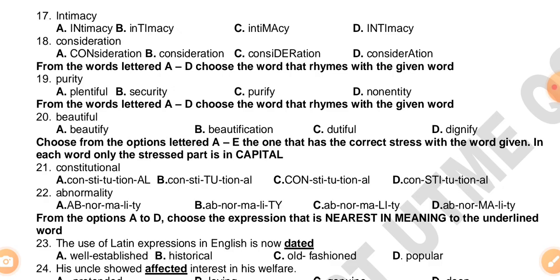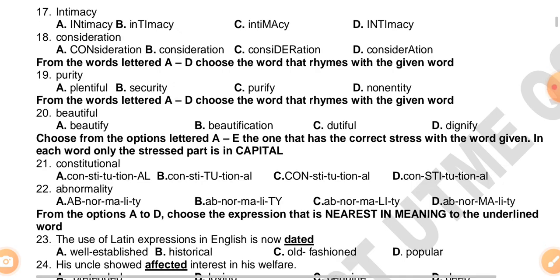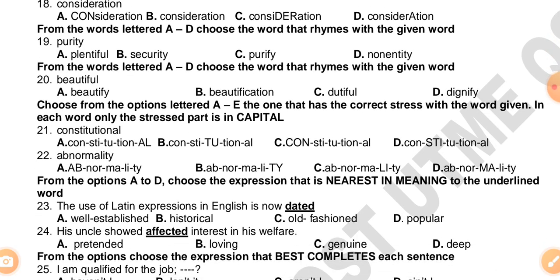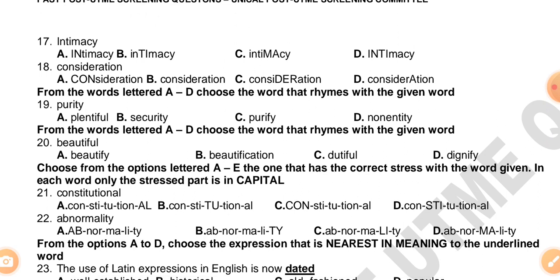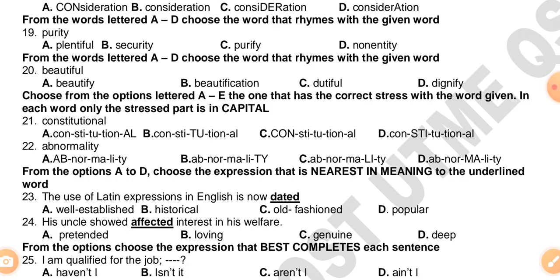Then for question 20, from the word letter A to D, choose the word that rhymes with the given word. Beautiful. Is it beautify, or beautification, or dutiful, or dignify? Let me give it to you as an assignment. Tell me what you think is the answer. I feel like telling you the answer, but I won't tell you. Now question 21, choose the option letter A to E, the one that has a correct stress with the given word. In each word, only the stressed part is in capital.